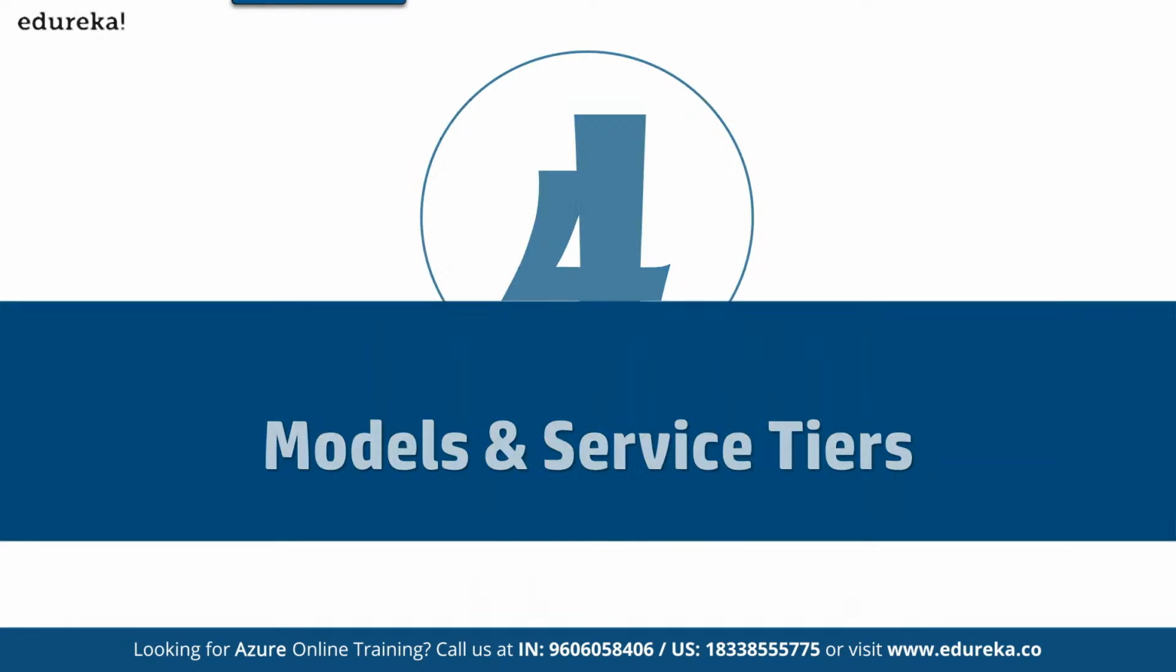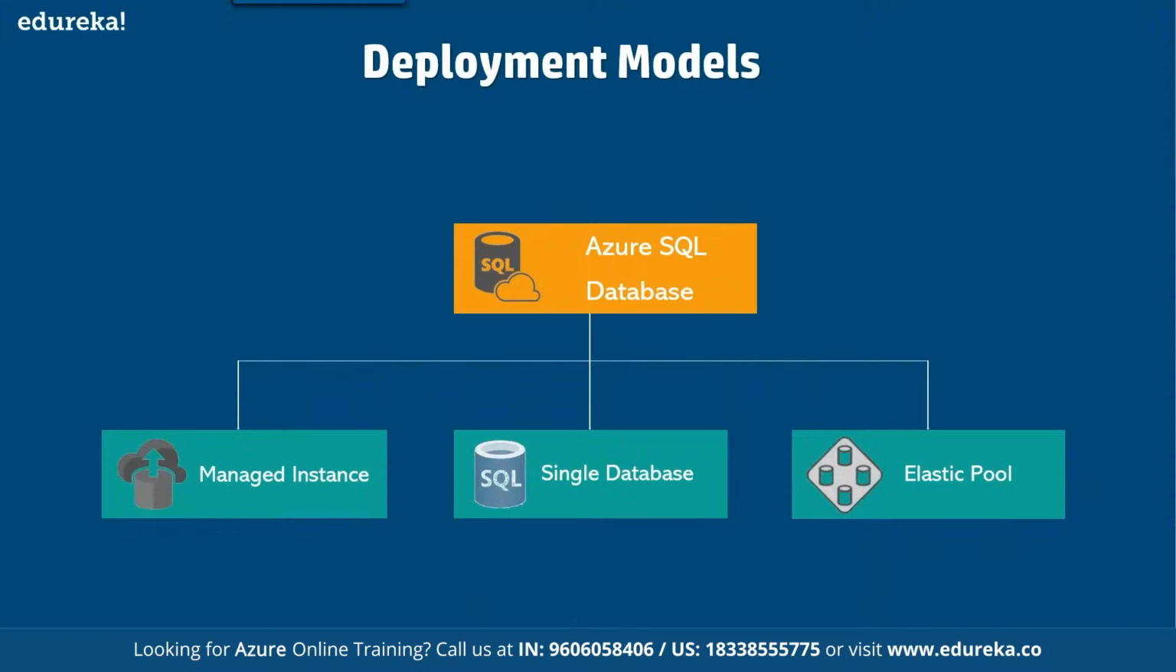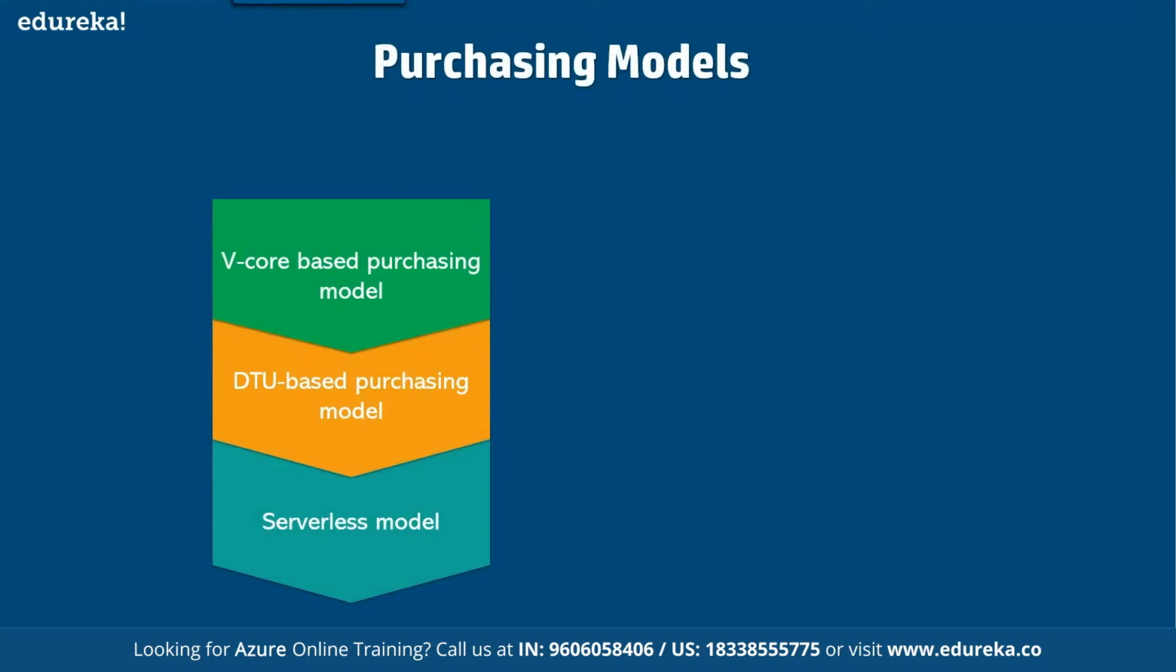Next one is models and service tiers. In this case it has three models: the managed instance, the single database, and the elastic pool. Let's talk about that in a bit more detail shortly. These are the three purchasing models it supports. First is vCore based, second is DTU, and third is the serverless model. However, in the majority of cases we go with serverless, specifically if you don't have to evaluate and you already have a solution defined and want to implement it directly.